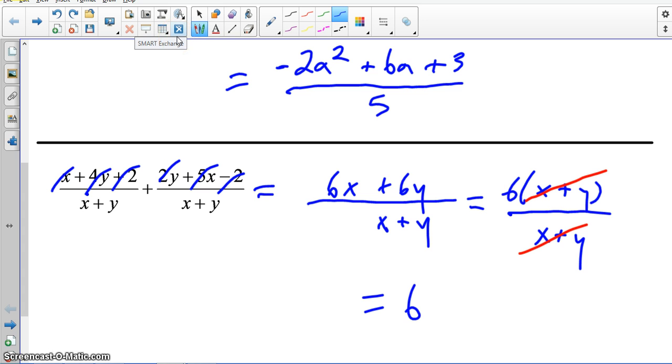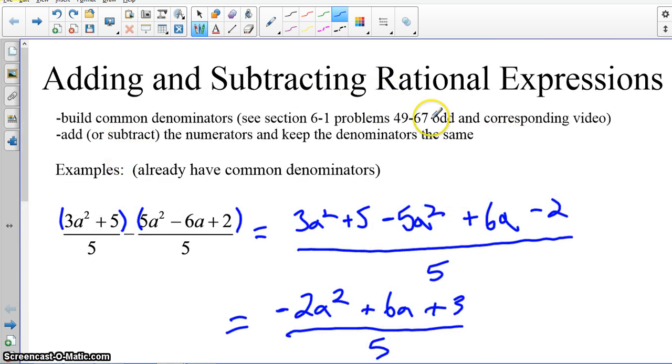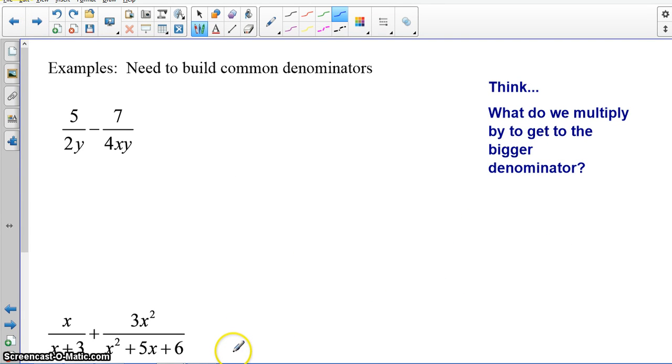Okay? Alright. Now, if you don't remember how to build common denominators, you might have to look back at old homework, look at section 6.1, because that's what we're doing here. Okay, 2 examples. So these are relatively easy ones. We'll do some more difficult ones together in class. But these can get you started on the ones where you have to make common denominators.